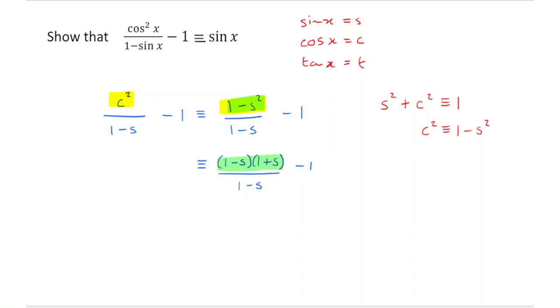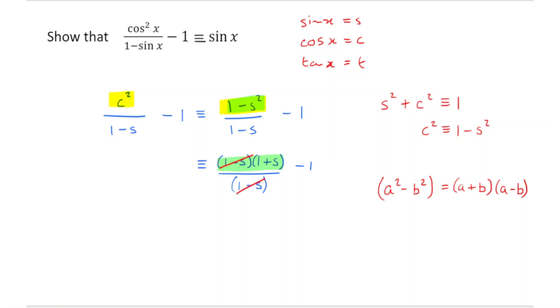If you're not sure about that, you just need to remember that a squared minus b squared is equal to a plus b times by a minus b. So if you've got something that looks like a squared minus b squared, then you can replace it with a plus b times a minus b. Now if this is the case, then what have we got? Notice that on the numerator, we've got a 1 minus sine, and on the denominator, we've got a 1 minus sine. So we can now divide top and bottom by 1 minus sine.